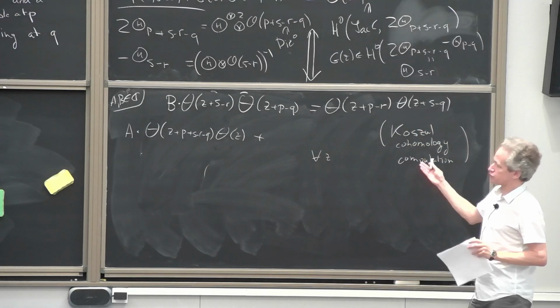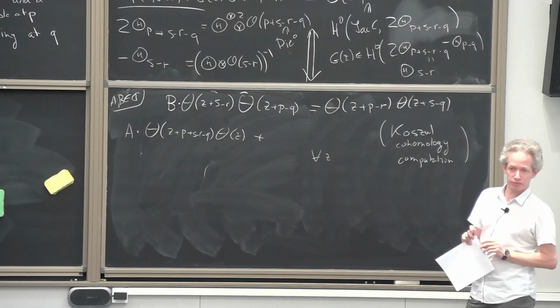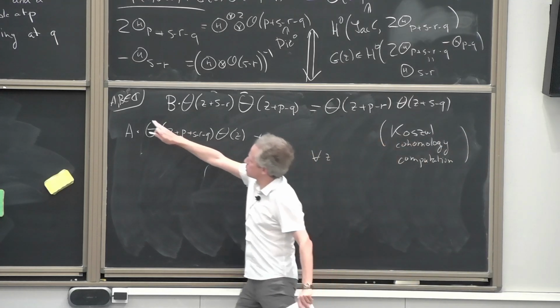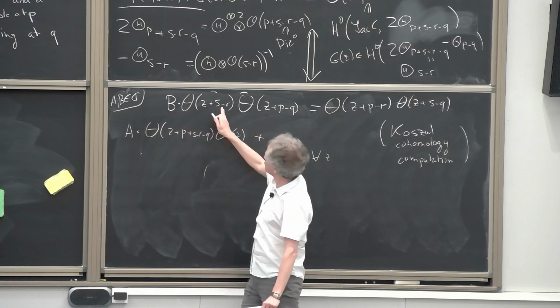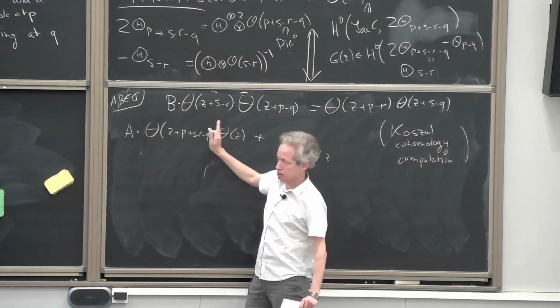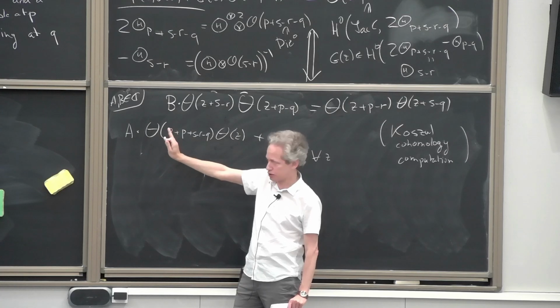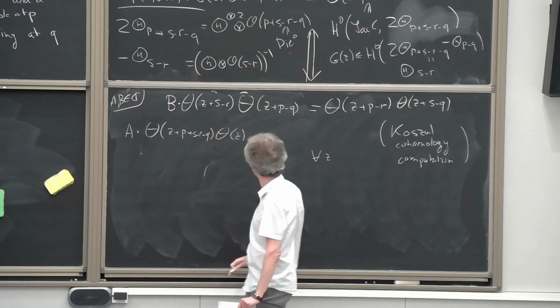This is an equation for a theta function. It's a functional equation, right? This must hold for some A, B. A, B are going to depend on P, Q, R, S for all I know, but they don't depend on Z. That's the point, right? They're constants. As functions of Z, they're constants. This A depends on P, Q, R, S.